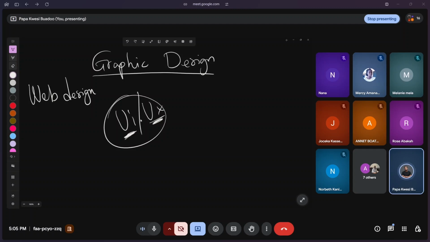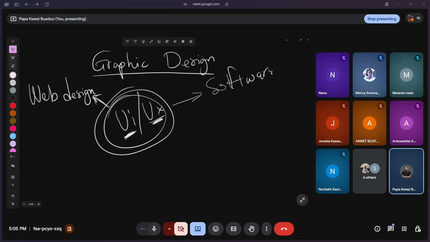And when we talk about UX, it's the user experience: how the website functions, how the buttons on that website function, how other elements on that website work. So these two come together to form UI/UX. And even under this term UI/UX, you have other things underneath. We can also say that web design is a branch of UI/UX. And then we have software design.